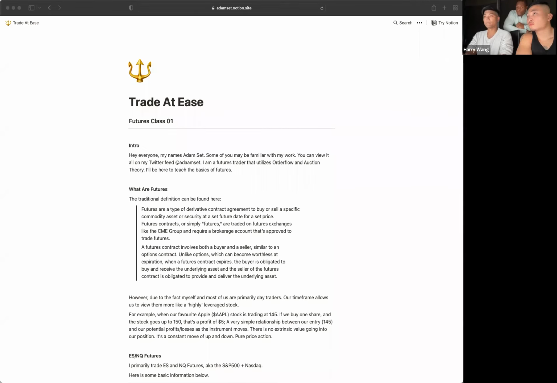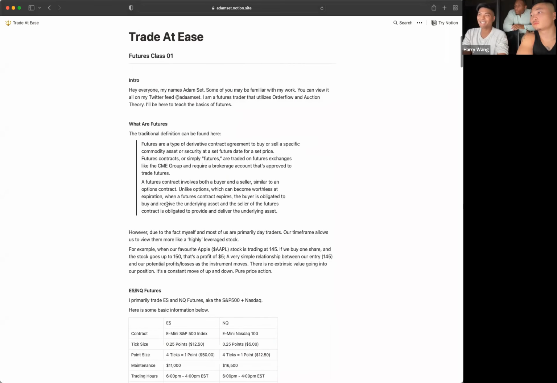And so what are futures? The traditional definition can be found here. I'm not going to read that, but it's the official definition. Basically, due to the fact that the majority of us are primarily day traders, our time frame allows us to view them more like a highly leveraged stock.